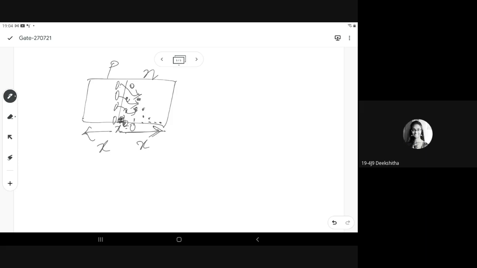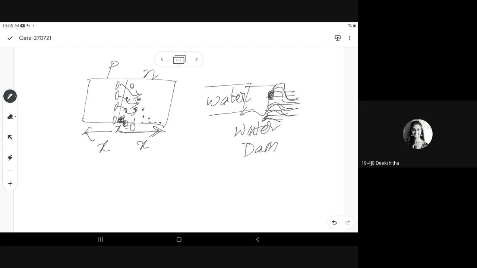Yes, sir. Like in a water dam, we store the water beside the dam, and here we have different gates. Whenever only one gate or two gates are opened, a high flow takes place in this direction, at the starting point. Is it right or not? But as the distance keeps increasing, what will happen? The flow rate decreases. Is it right? Yes, sir.